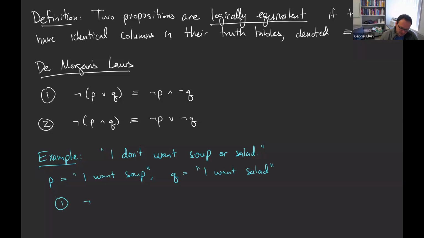So not (P or Q), right? Like I don't want soup or salad. But that's equivalent to saying, although you probably wouldn't say this at a restaurant, I don't want soup and I don't want salad. In English, it's not literally the same words, but logically they're equivalent. So I'll write it: I don't want soup and I don't want salad.